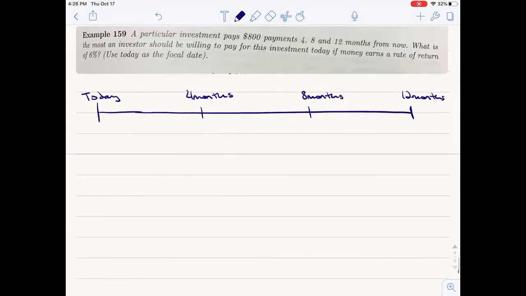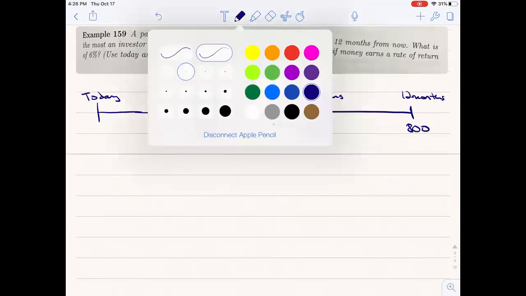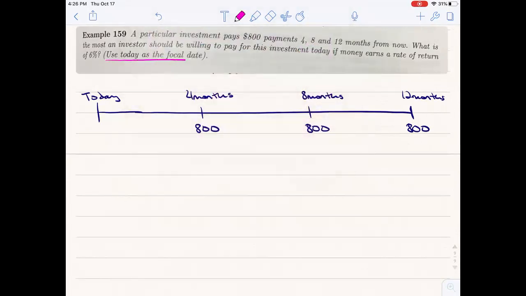And so this investment would pay you $800 at each of those 4, 8, and 12-month ticks, right? So what we do is we put 800 below each of these, right? Because that's what we would be getting. And then it even says to use today as the focal date.